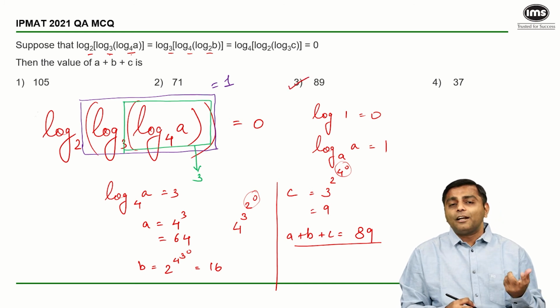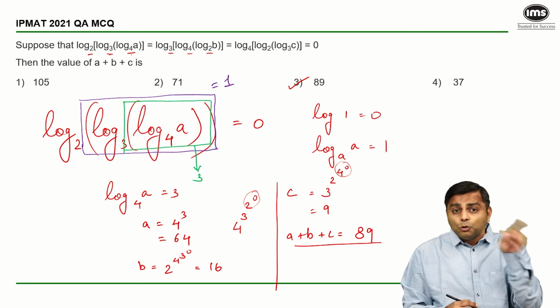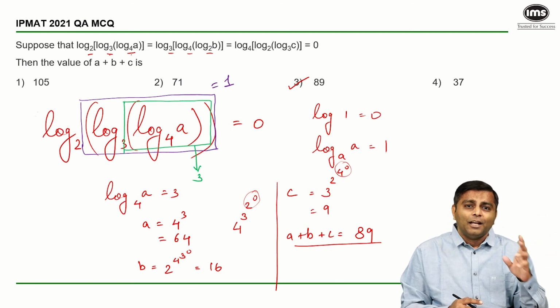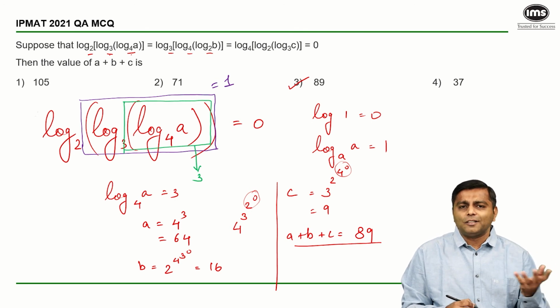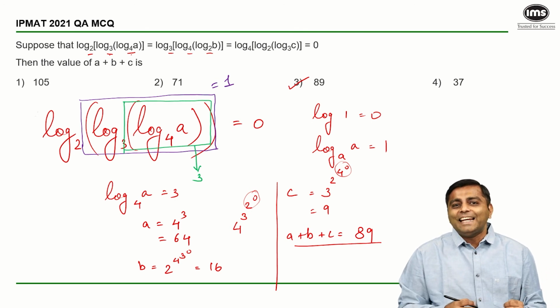So yes, it looked like a difficult question, and if you understood the concept of how we found out a, you could have obviously found out b by a similar method, c by a similar method, and you would have still gotten your answer well in time. So yes, answer is 89.